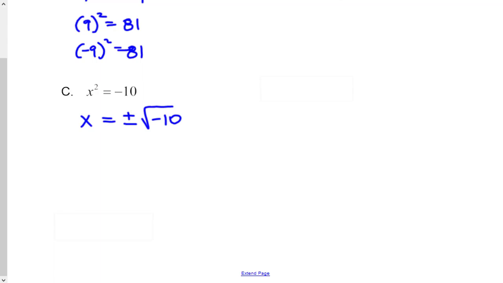And since we have a negative underneath the square root, we just factor out the variable i, making it an imaginary number, which is perfectly fine here. So we're allowing for irrational and complex answers. Next here, x squared equals 45.